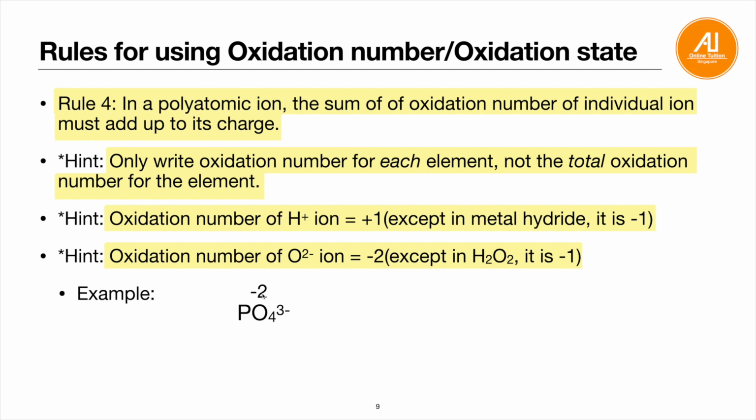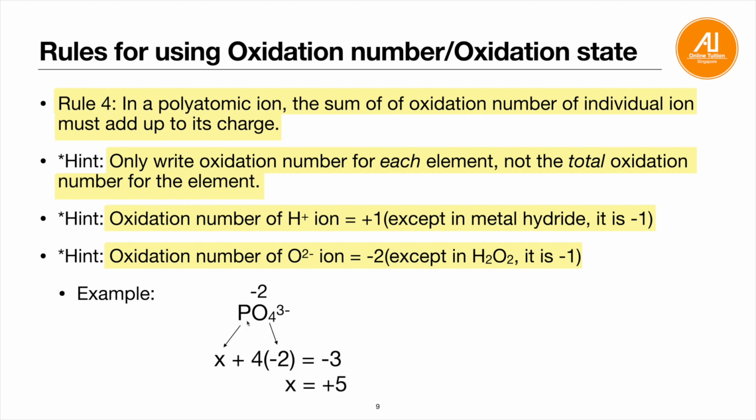Okay, 1 element. And then next, if you realize this one, you can let P be X. The oxidation number for phosphorus, let it be X. So X plus 4 oxygen now, each oxygen is -2, equals -3. So you just rearrange, you'll figure out your X is what?